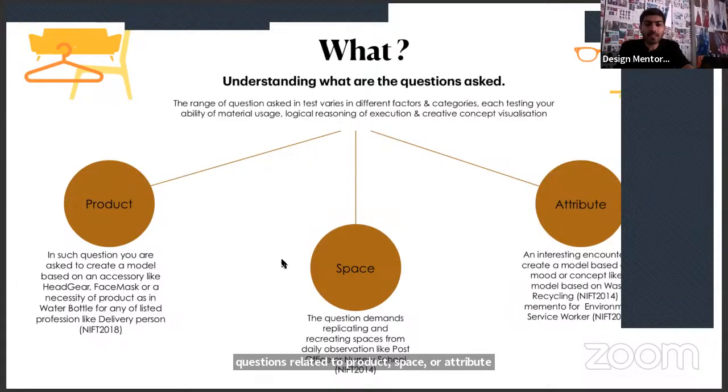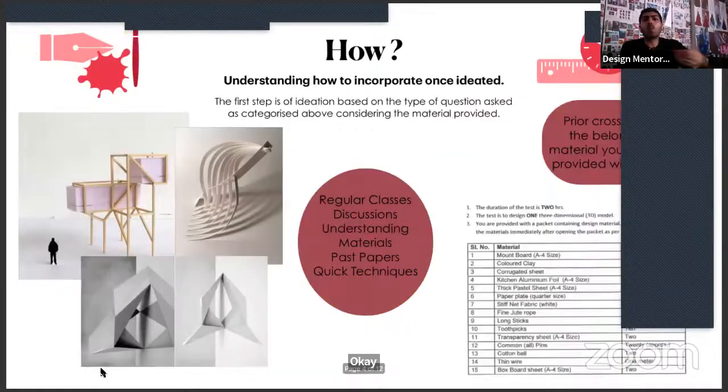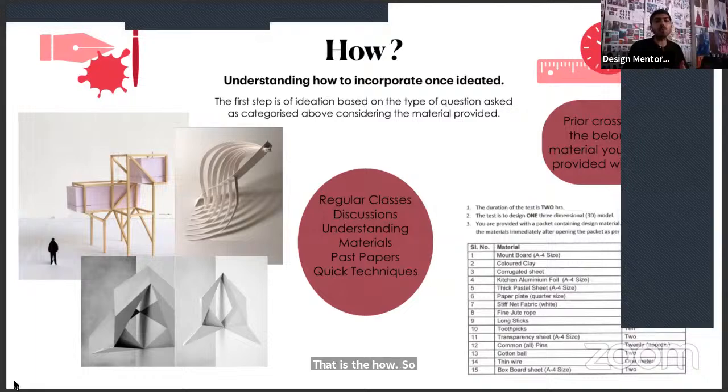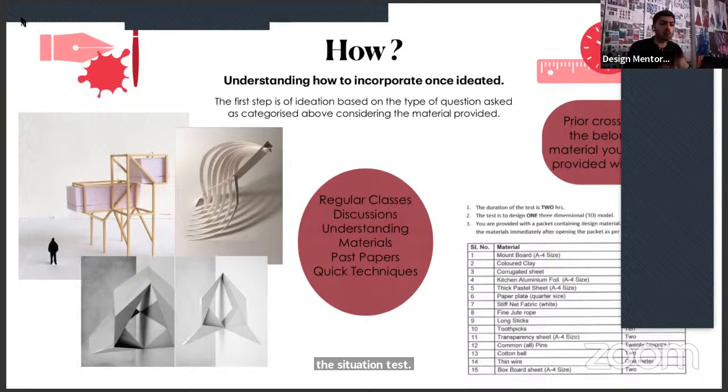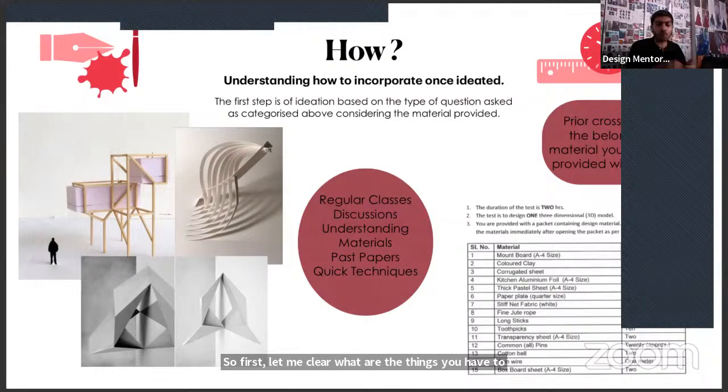Moving on towards the next part, that is the how. So how you have to understand and what are the things you need to do while you are preparing for the situation test and while you are appearing for the situation test. So first, let me clear what are the things you have to do vigorously in order to achieve that skill set that you can appear for the situation test.